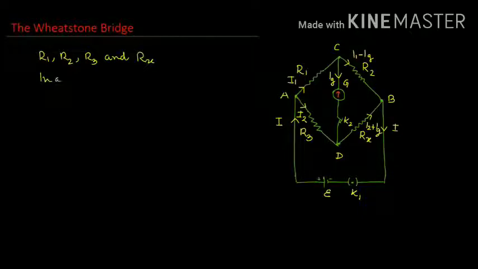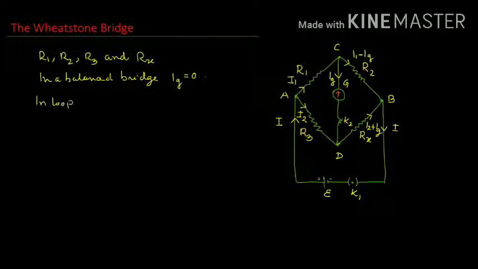So in a balanced bridge, current flowing through the galvanometer is 0. Potential at C is equal to potential at D. Next we apply Kirchhoff's loop rule.